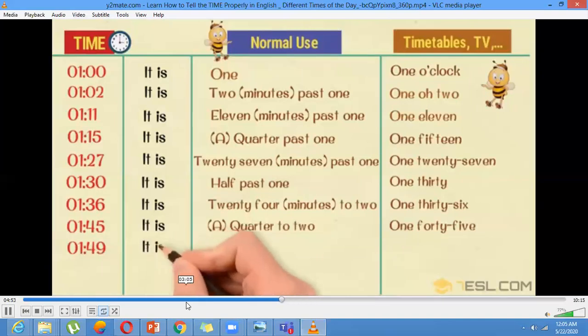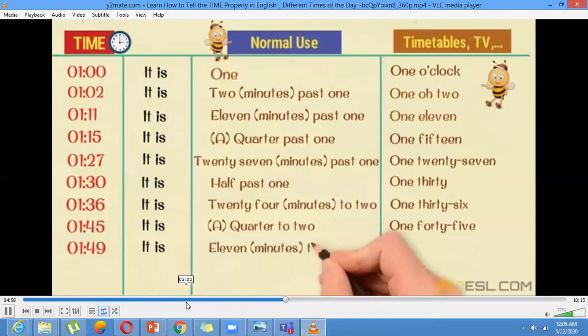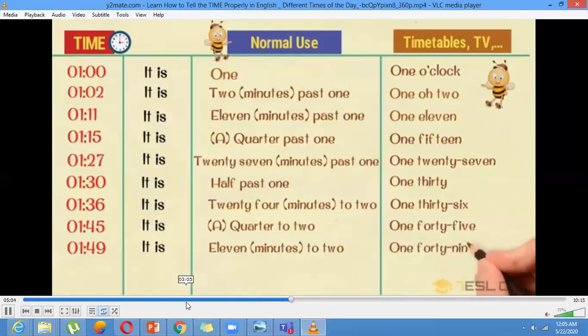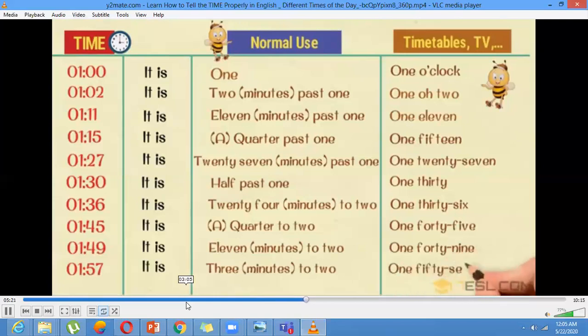1:49 and it is 11 minutes to 2. That means 11 minutes left to 2 and 1:49. 1:57, that means it is 3 minutes to 2. That means 3 minutes left to 2 and it's 1:57.